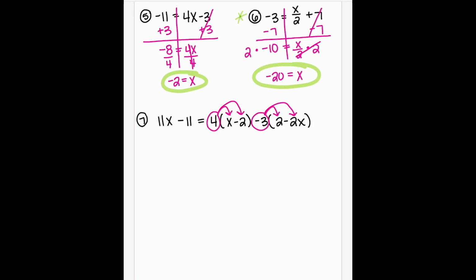Over on the left side here, we have 11x and negative 11. They aren't like terms. We can't combine them or do anything with them yet, so they're just going to come straight down for now. So let's distribute and see what we get. 4 times x is 4x. 4 times negative 2 is negative 8. Now, negative 3 times 2 is negative 6. Negative 3 times negative 2x, so negative times a negative is a positive, 6x. Don't forget about this x here.